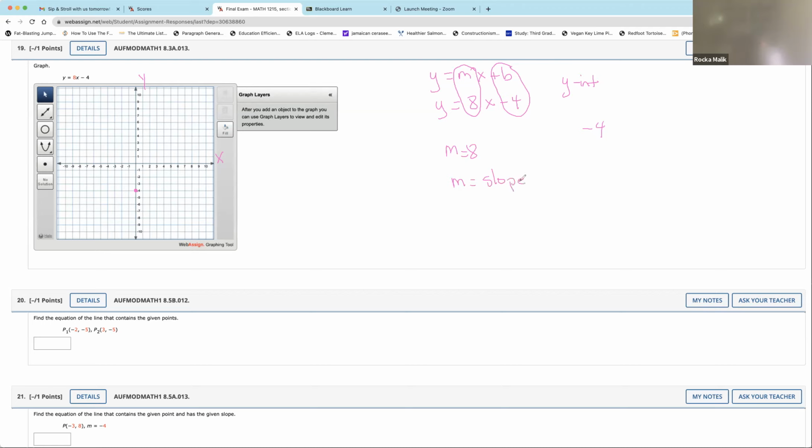Why don't they use S? Because people write like I do, and S would look like 5 after a while, and it's a hot mess. So they use m for slope. So my slope is 8, which means you always write slope as a fraction, a ratio of two numbers. So it's going to be 8 up and 1 over. From the -4, I'm going to go 8 up: 1, 2, 3, 4, 5, 6, 7, 8, and 1 over.